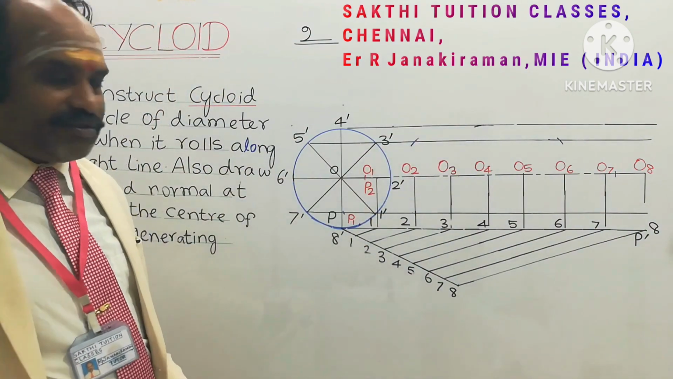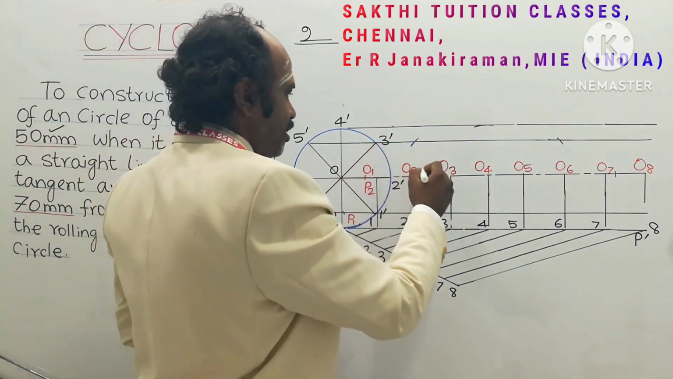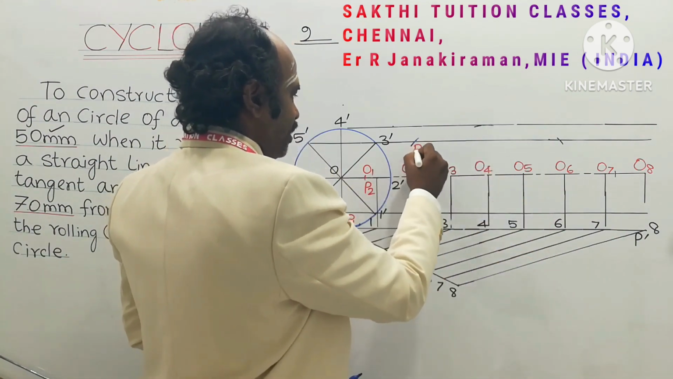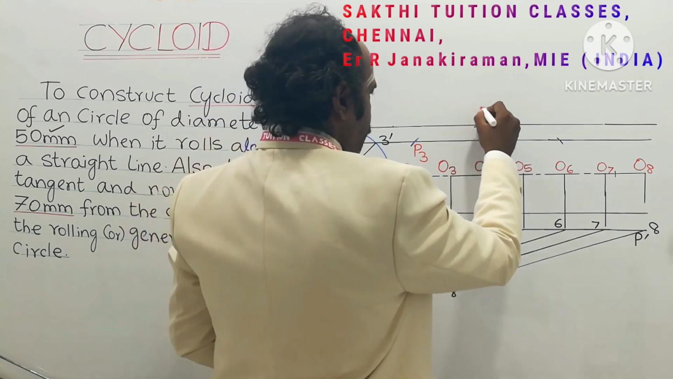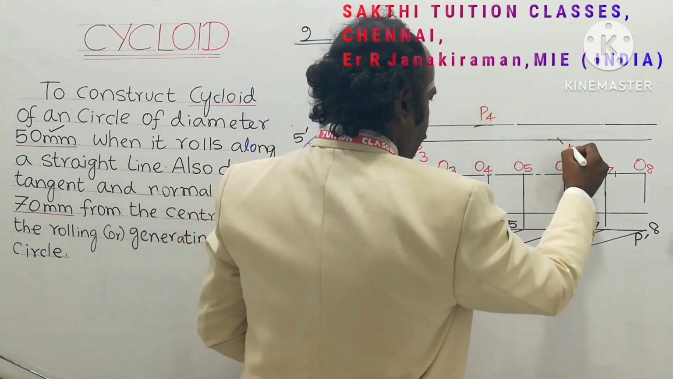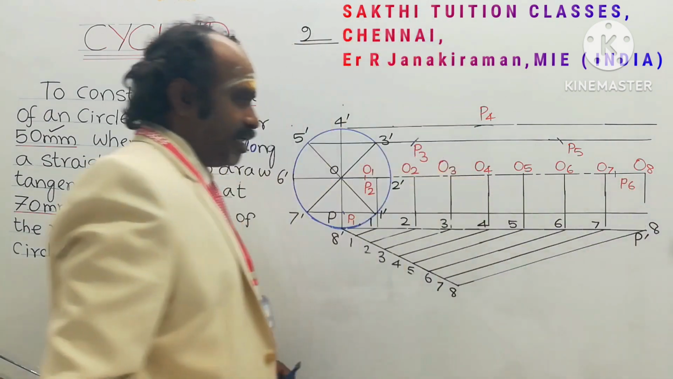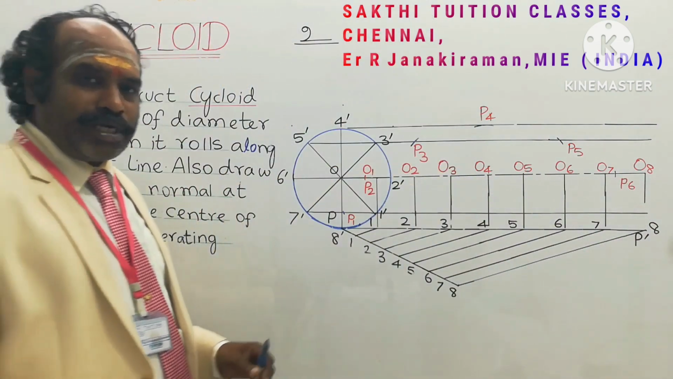So then and there you give the name to the points obtained. Don't give it at last, it may be confusing. This is P2, this is P3, P4, P5, P6. Next. So the remaining 2 points are to be marked.